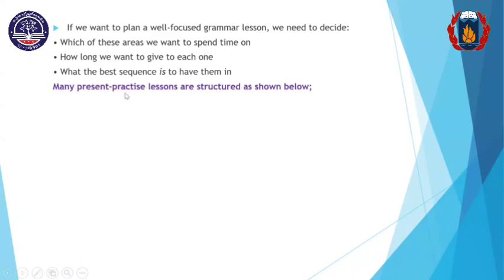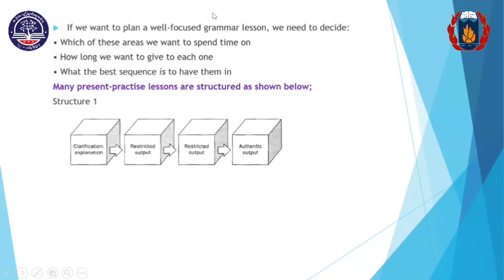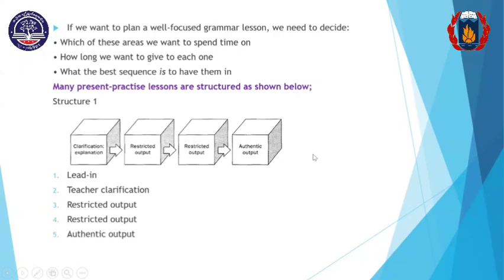So there are many present-practice-produce lesson structures. In structure 1, as you can see, clarification, restricted output, another restricted output, and authentic output. So in this structure 1, firstly there is a teacher-led stage and teacher clarification, then two restricted outputs and authentic output.